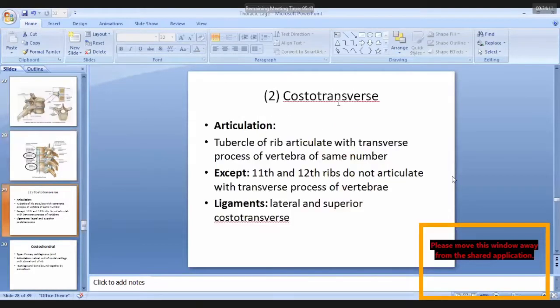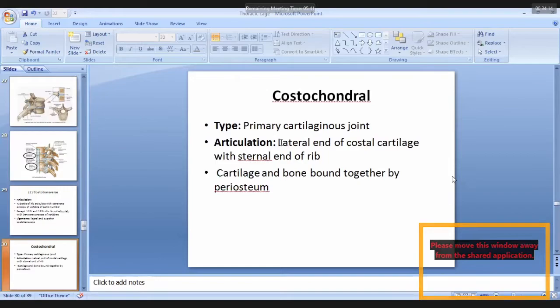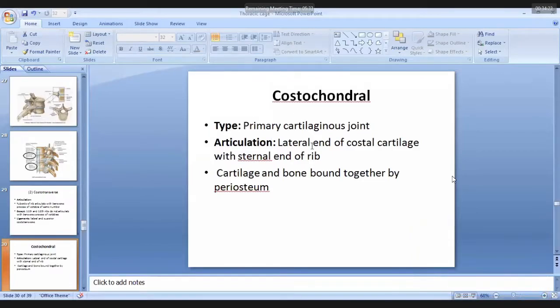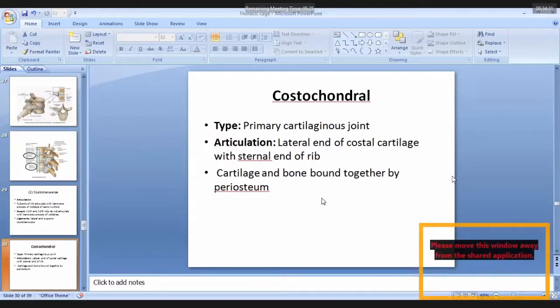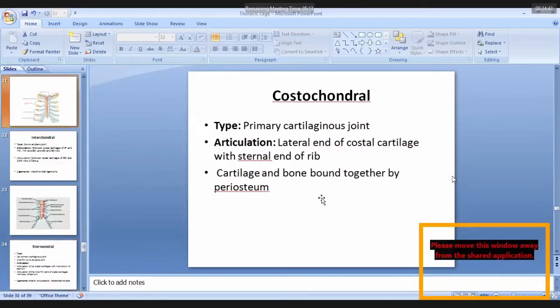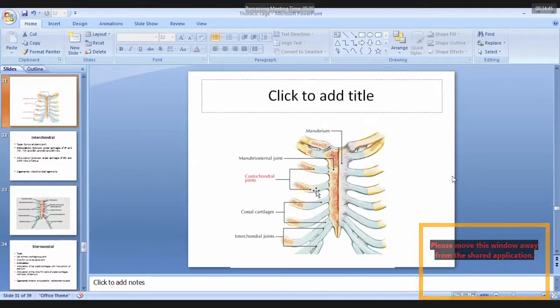Another type of joints are costochondral joints, the articulation between the lateral end of the costal cartilage with the external end of each rib. These are a type of primary cartilaginous joint, and the cartilage and the bone are bound together by the periosteum. The costochondral joints are the joints between the external end of the rib with the costal cartilage, and these are a type of primary cartilaginous joint.